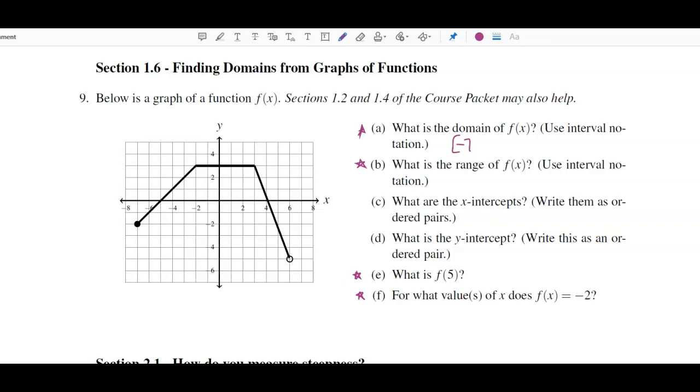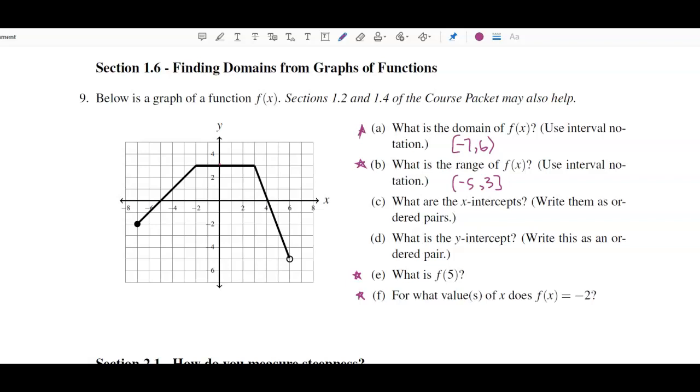And then going to the right, the furthest that it is 6, but it doesn't include 6, so that's going to be a parenthesis. And then remember, the range is from bottom to top, so the lowest down is -5, right? And it doesn't include it, so it's an open bracket, and then it goes up to +3. And that one it does include, because it's actually the line there.